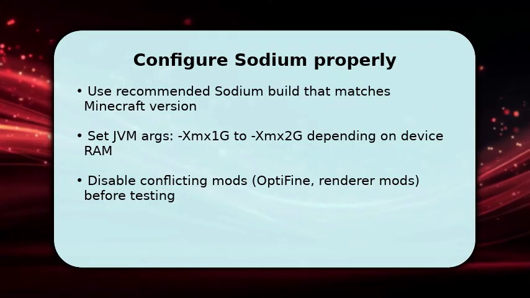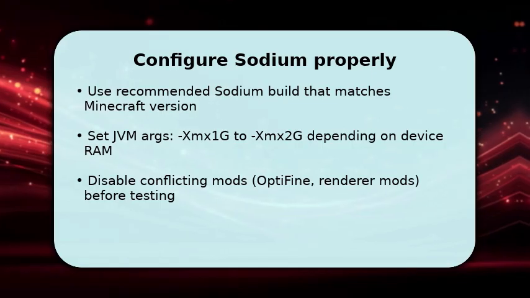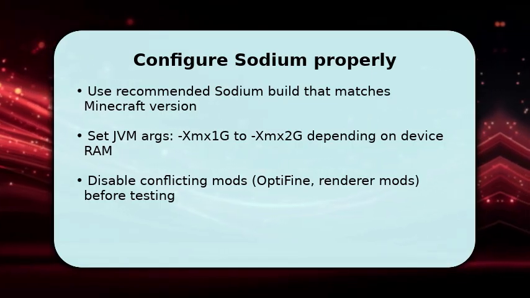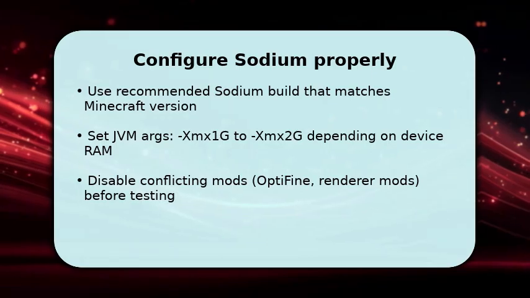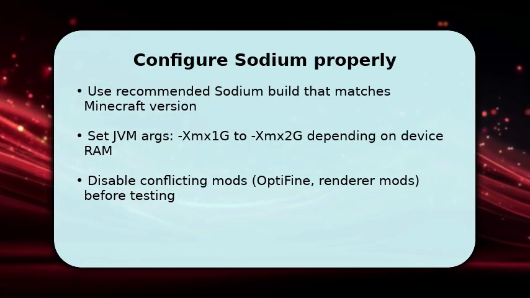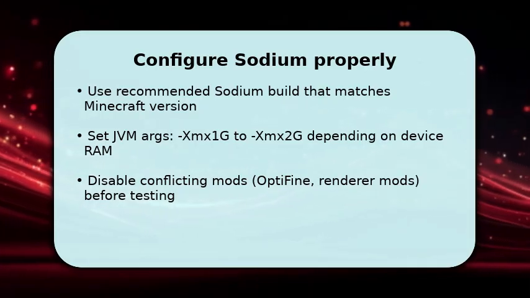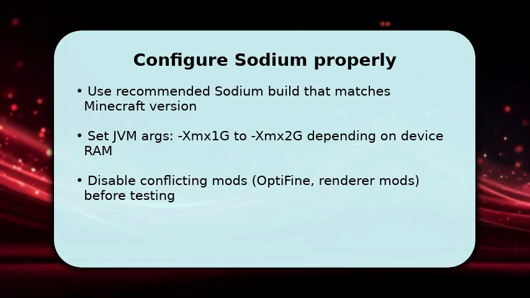Install the Sodium jar that matches your Minecraft version to avoid API mismatches. Mismatched builds often throw native errors. Then edit JVM arguments in PojavLauncher. Set Xmx to 1 or 2 GB depending on available RAM and add Roman 20. Plus use G1GC for better garbage collection.